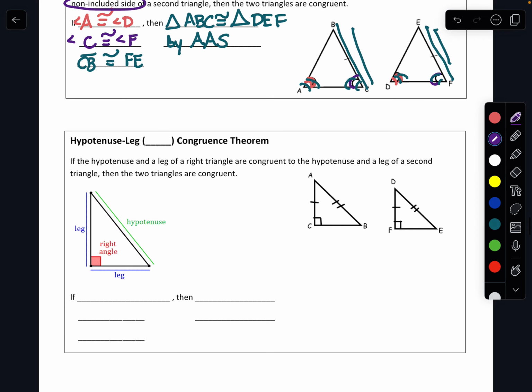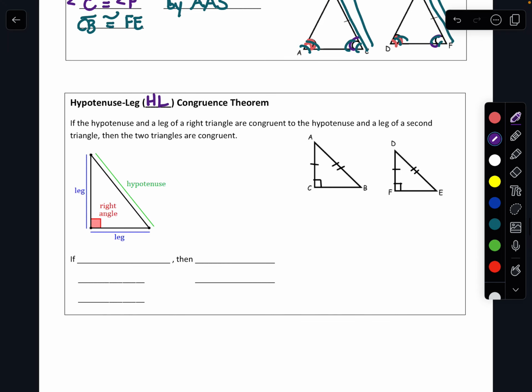And our final one is the hypotenuse leg congruence theorem. If you have a right triangle, the side opposite the right angle is called the hypotenuse. It's the longest side of the triangle, and the other 2 sides are just called legs. So you've got 2 legs, and the longest side is the hypotenuse directly across from the right angle.